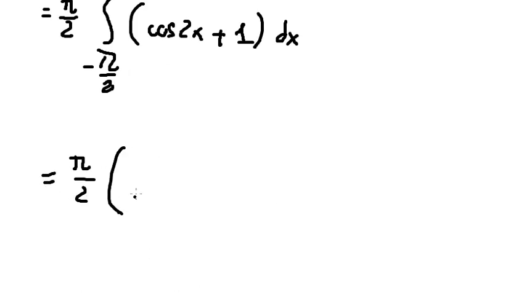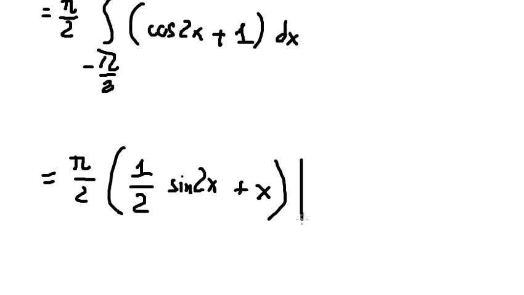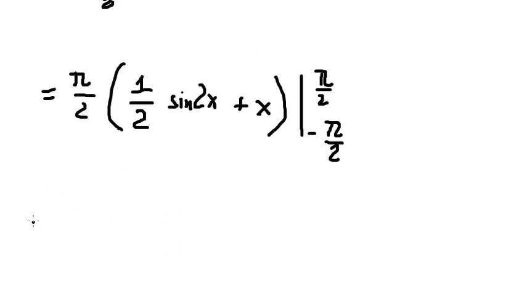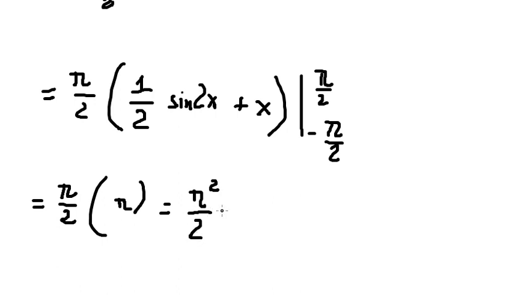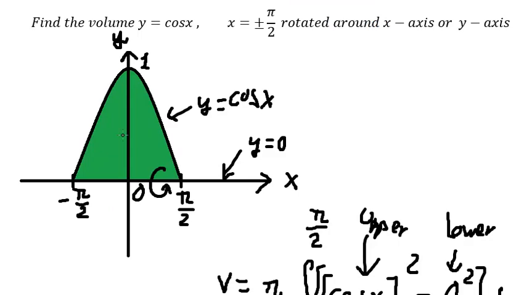The integration of cosine 2x is one half sine 2x. The integration of 1 is x. And we apply the limits from negative π/2 to positive π/2. I will put this one in here and this one in here. We simplify this and we have π squared over 2. And that is the answer for question number 1.